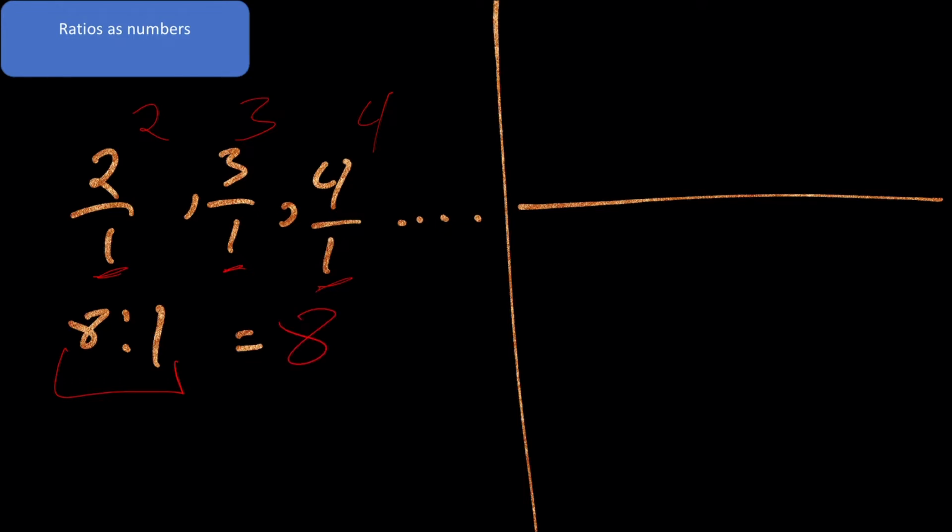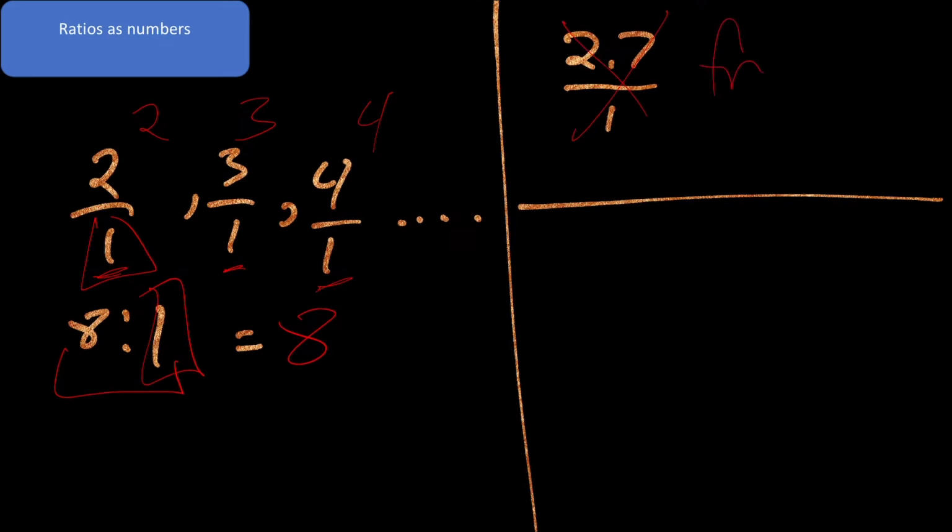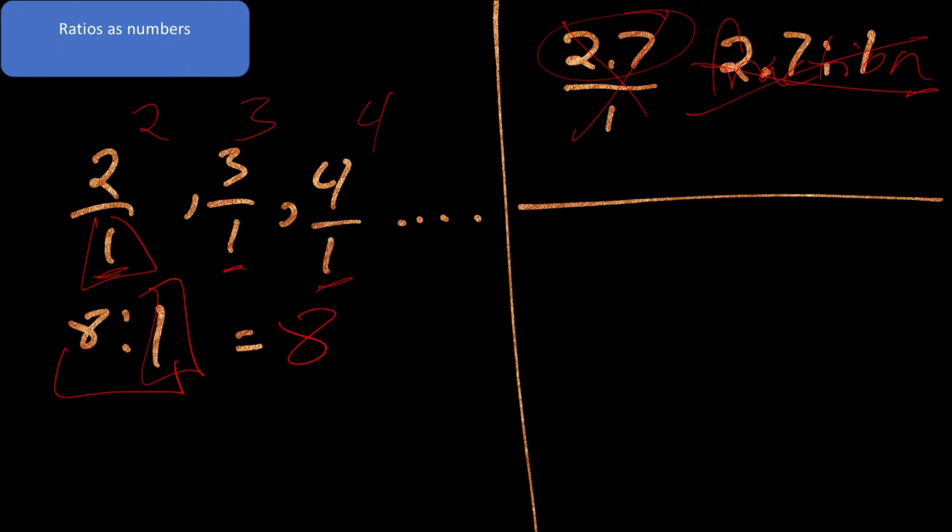The second term of the ratio is like the denominator of the fraction. One difference between a ratio and a fraction is that a ratio can compare any number to 1. So for example, 2.7 over 1, this is not classified as a fraction. You are not allowed to write decimals as a numerator or a denominator, okay? But it is a ratio. So I can write 2.7 and compare it to 1.